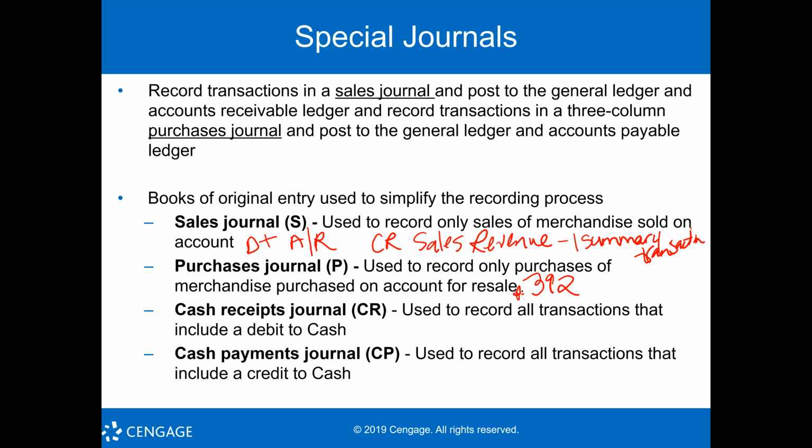The cash receipts journal is used to record all transactions that include a debit to cash or an inflow of cash, right? And the cash payments journal is used to record all transactions that include a credit to cash or cash disbursements.